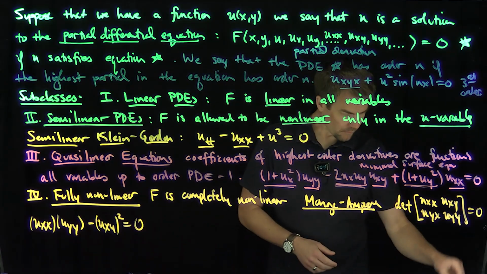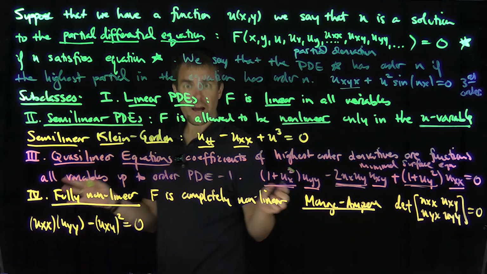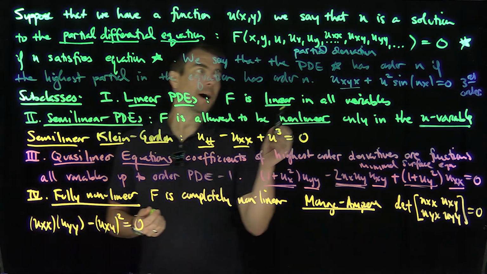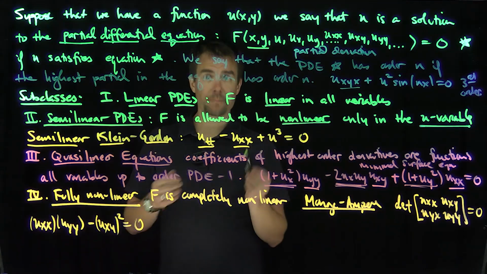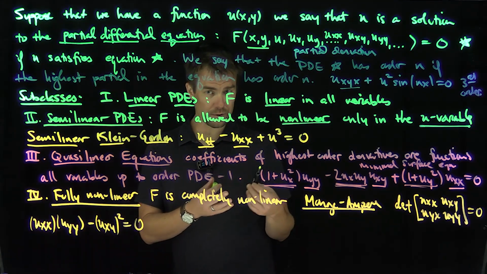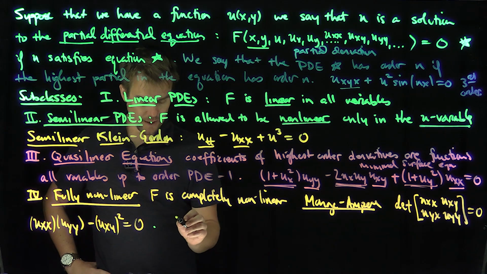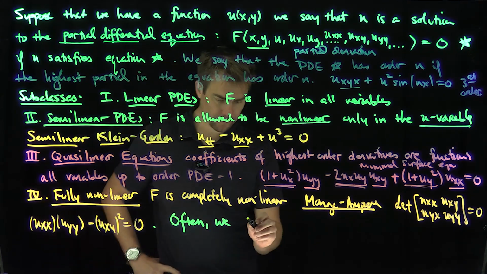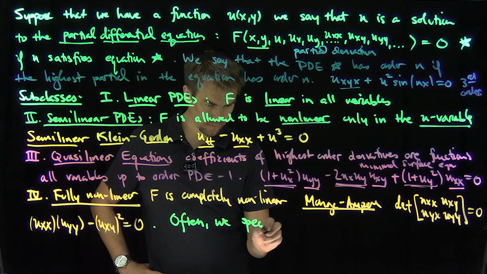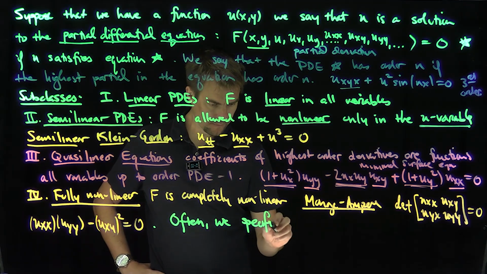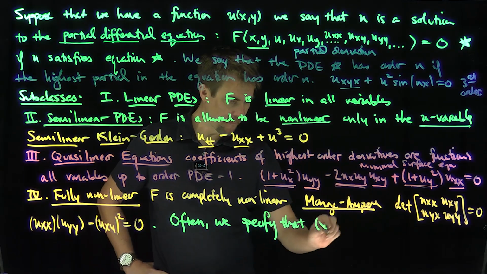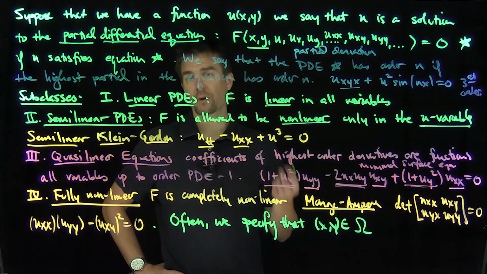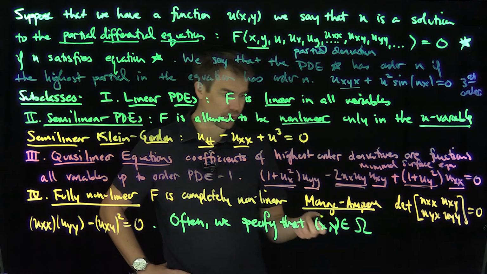Now, with PDEs, I have not made any allusion yet to one other very essential component of a PDE. I'm saying it has to satisfy this equation. I haven't specified the domain on which the equation is true, right? So oftentimes we specify that x and y are in some set omega, right? If that's the case, I can also impart boundary and initial conditions, right?